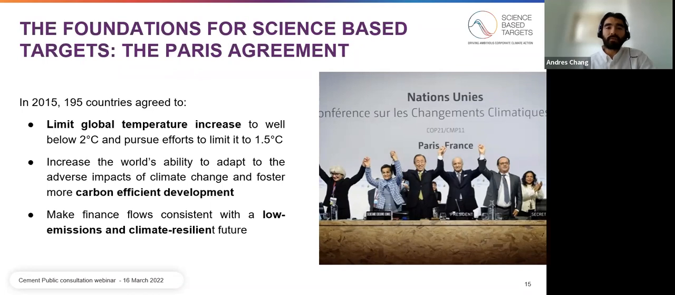The SBTi was founded right around the same time as the Paris Agreement in 2015. In 2015, through the Paris Agreement, countries around the world agreed to limit global temperature increase to well below 2°C and pursue efforts to limit warming to 1.5 degrees, as well as other goals like adapting to the impacts of climate change, making financial flows more consistent with a low emissions and climate resilient future. But overall, SBTs are focused on mitigating climate change in the business community through emissions reductions. Next slide.